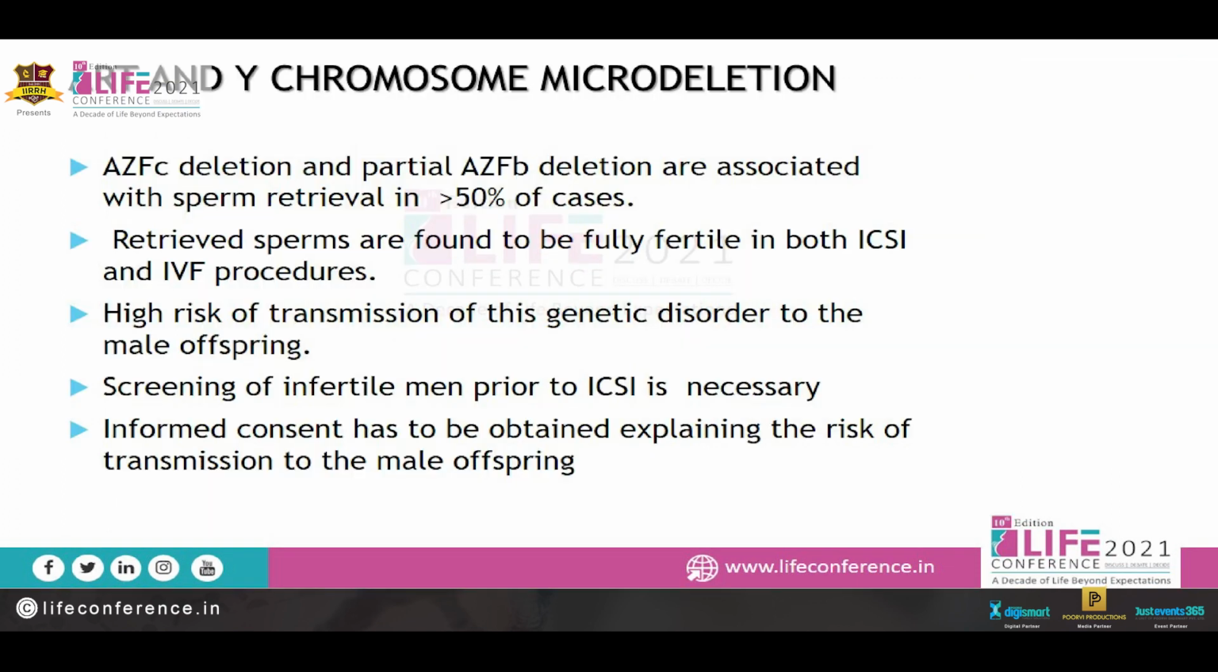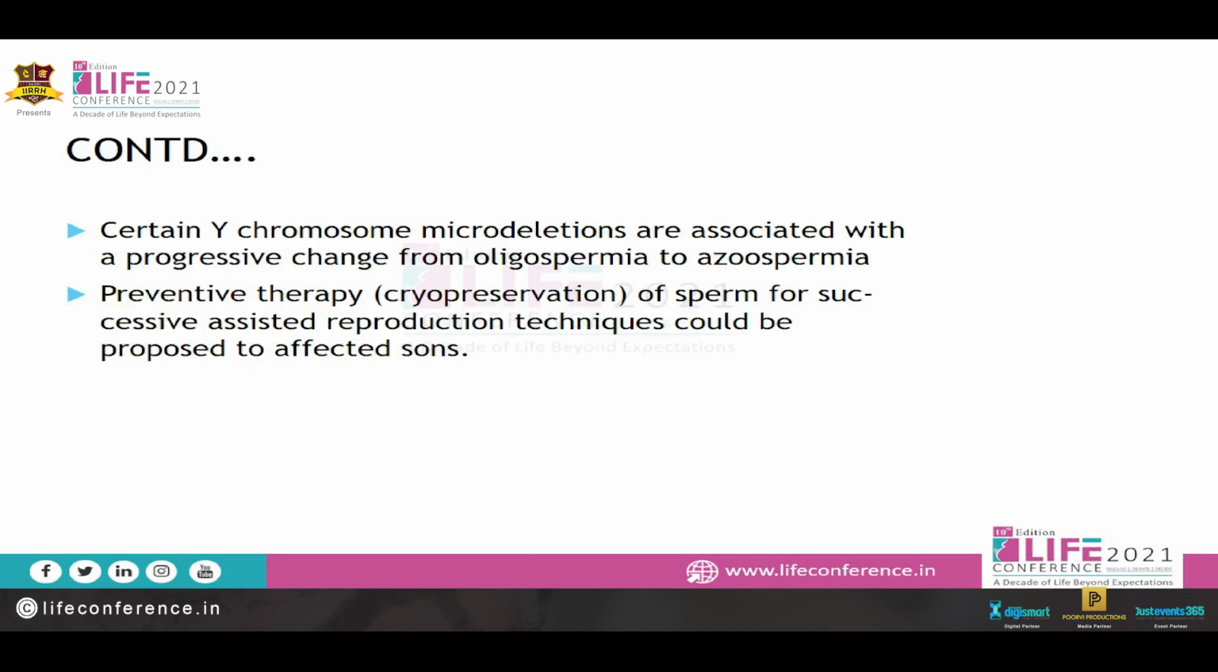So, AZFC deletion and partial AZFB deletion are associated with sperm retrieval in over 50% of cases. Retrieved sperms are found to be fully fertile in both ICSI and IVF procedures. There is a high risk of transmission of this genetic disorder to the male offspring. Screening of infertile men prior to ICSI is necessary. Informed consent has to be obtained explaining the risk of transmission to the male offspring. So, we need to explain that certain Y microdeletions are associated with a progressive change from oligospermia to azoospermia. Preventive therapy like cryopreservation of sperms for successive assisted reproductive techniques could be proposed to affected sons.